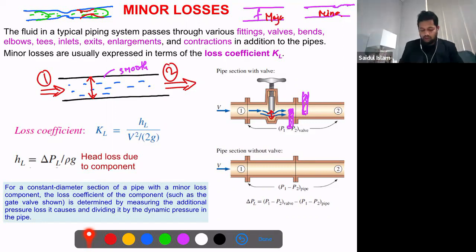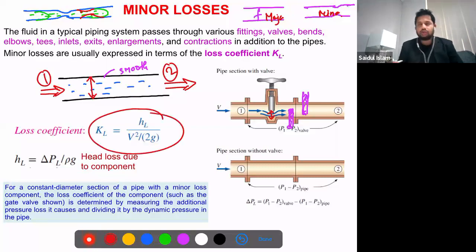So this actually makes our life easier. Basically, there are some established values, some benchmark experimental data for all these different types of components. And we usually analyze this minor loss by using the loss coefficient. This is called KL, and we say this KL is equal to h_L over V squared over 2g. This h_L, you already know, is the head loss.